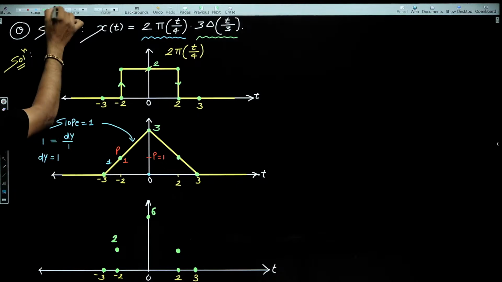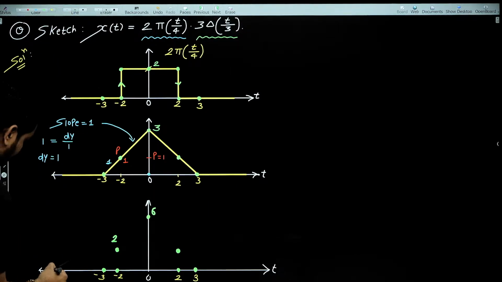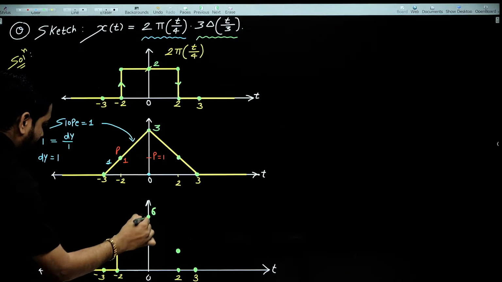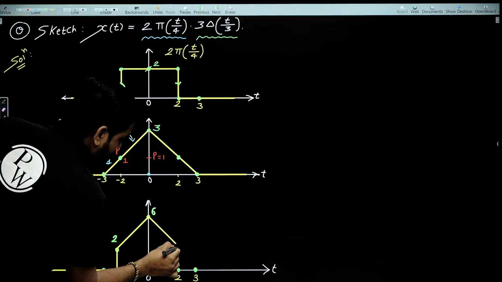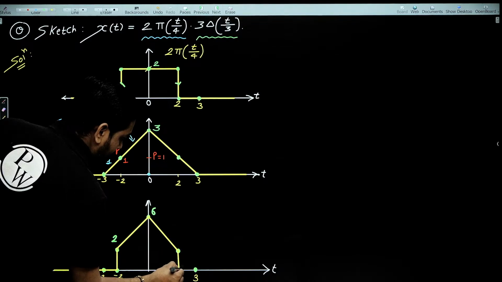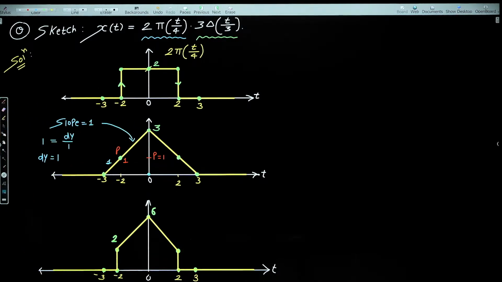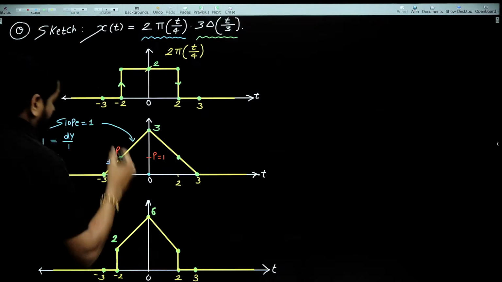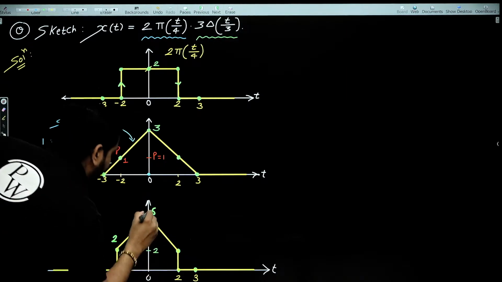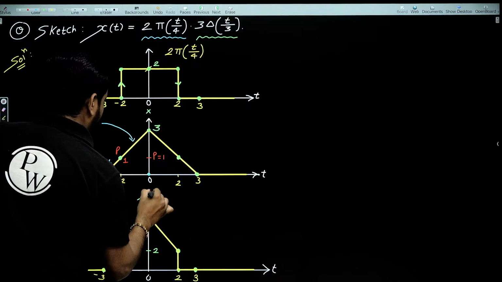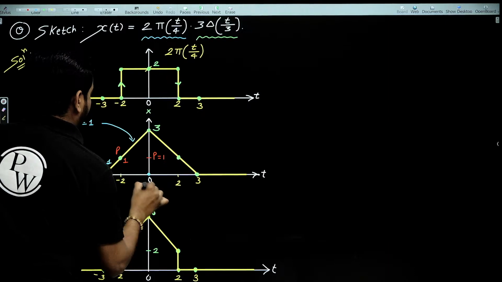So you will get the plot like this, point by point, and finally this one. This is clear? So this is your answer, and here the amplitude is 2 and here it is 6. This multiplication is your x of t, the resultant signal.